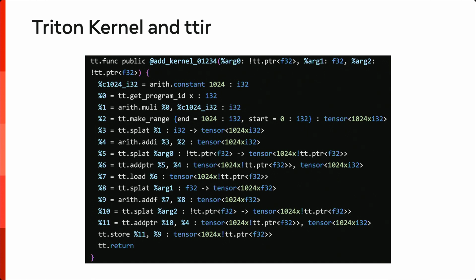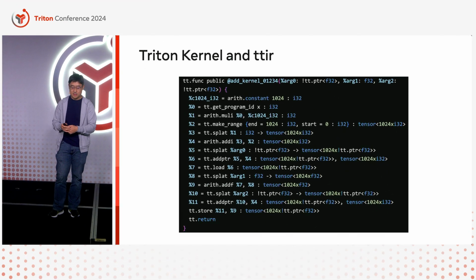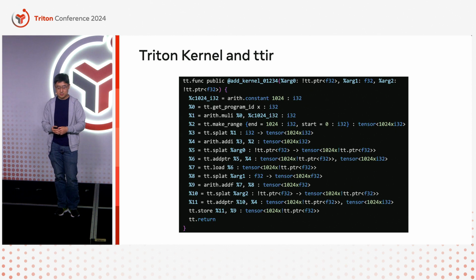tt.make_range corresponds to the earlier tl.arange that creates a per element offset. And what's interesting here is, even in the prior example, we're directly adding the program ID, or rather the per PID offset, with this range. But here in %3, we're actually splatting %1, which again is the per PID offset, and we add the result of this splat with the result of the make range to produce %4.